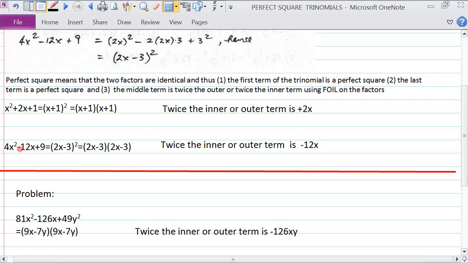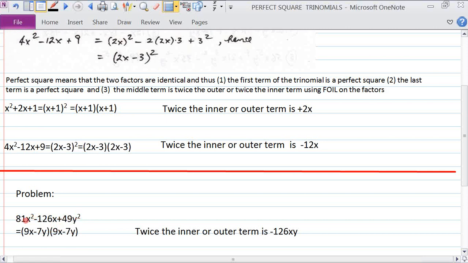So twice the inner or the outer term is minus 12x. So here you can see that you've got a minus here. In this case, this must be a minus and that must be a minus. In this case, everything was positive. This was positive and this was positive. So the sign between the terms is positive. In a perfect square where there's a difference involved right here, the middle term is negative and the last term is positive. Now here, supposing we were asked to factor 81x squared minus 126xy plus 49y squared.